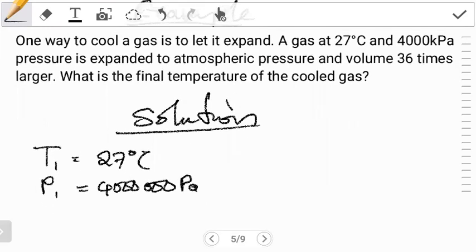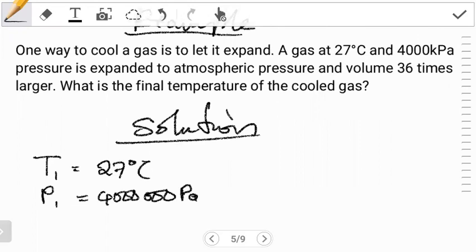So if it is going to be expanded to atmospheric pressure, then it means that the pressure changes from this value to a new pressure P2, which is equivalent to the atmospheric pressure. Now the atmospheric pressure is 1 atm, or you can take it as 1.01 by 10 to the power 5 pascals.